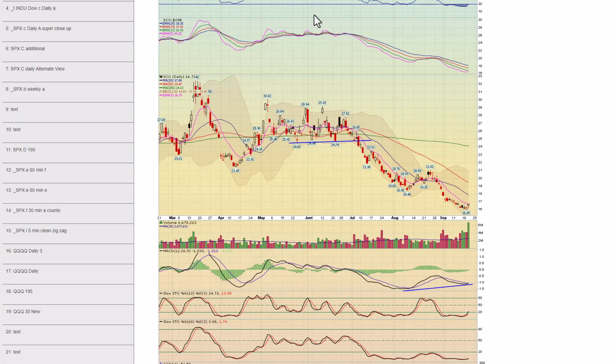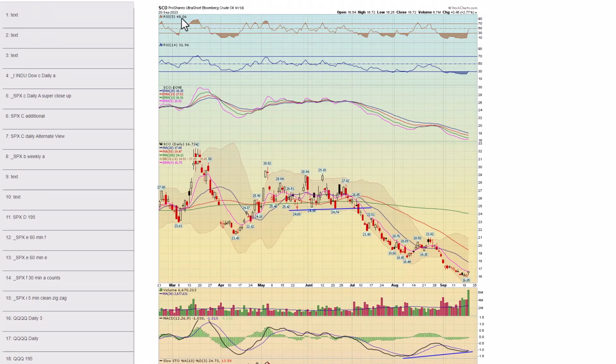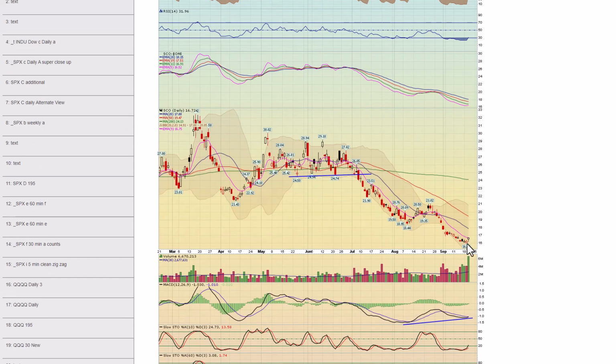Next, chart 52, SCO, that's one of the inverse ETFs for crude oil we've been showing. You can see MACD's trying to curl up. Volume picked up today. This is one I'm long as well.